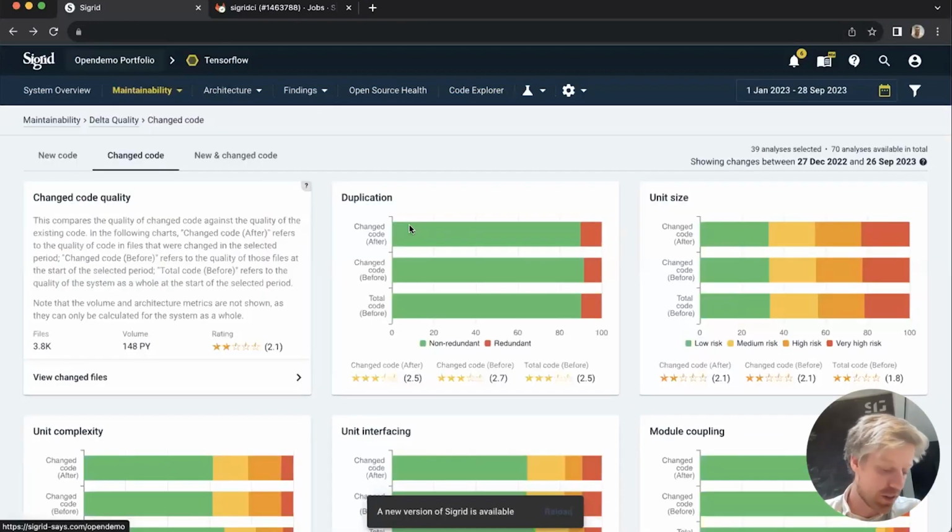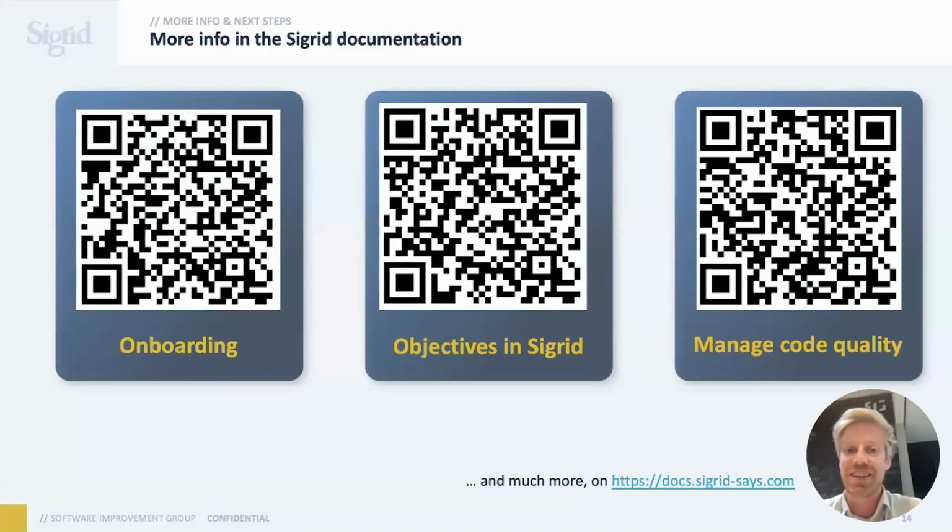Right, so indeed, closing in at 5. Let me wrap this up. I'll take over the screen. We discussed today a lot of stuff about Sigrid, about onboarding, and about setting metadata. And more of that information you can actually find in the documentation as well. I briefly showed it, for example, on the Sigrid CI part, but there's more to it. For example, on how to set objectives, if you want to reread whatever we discussed today.